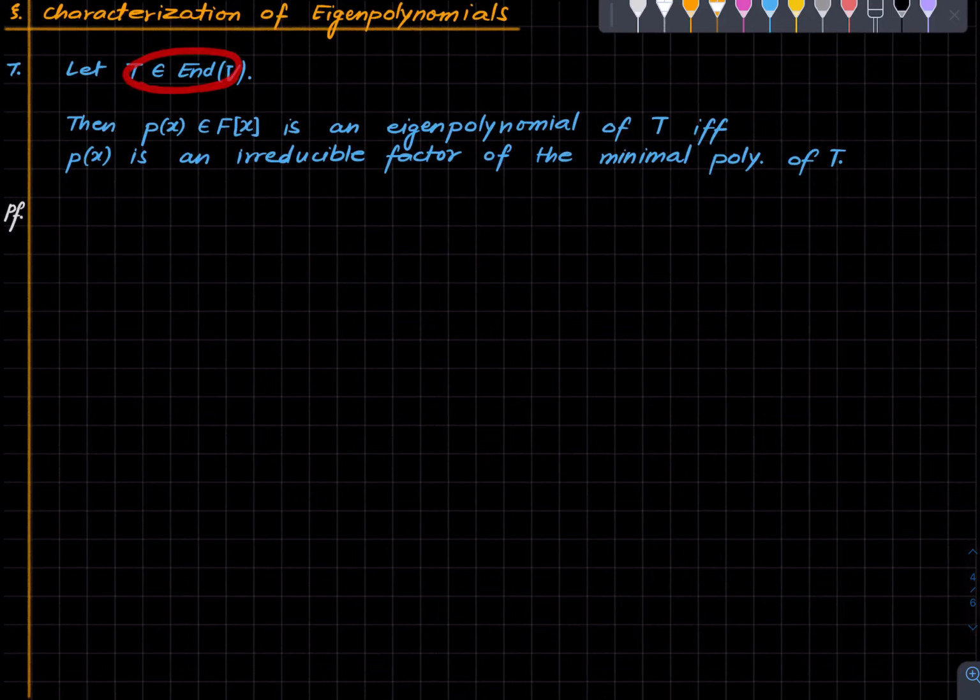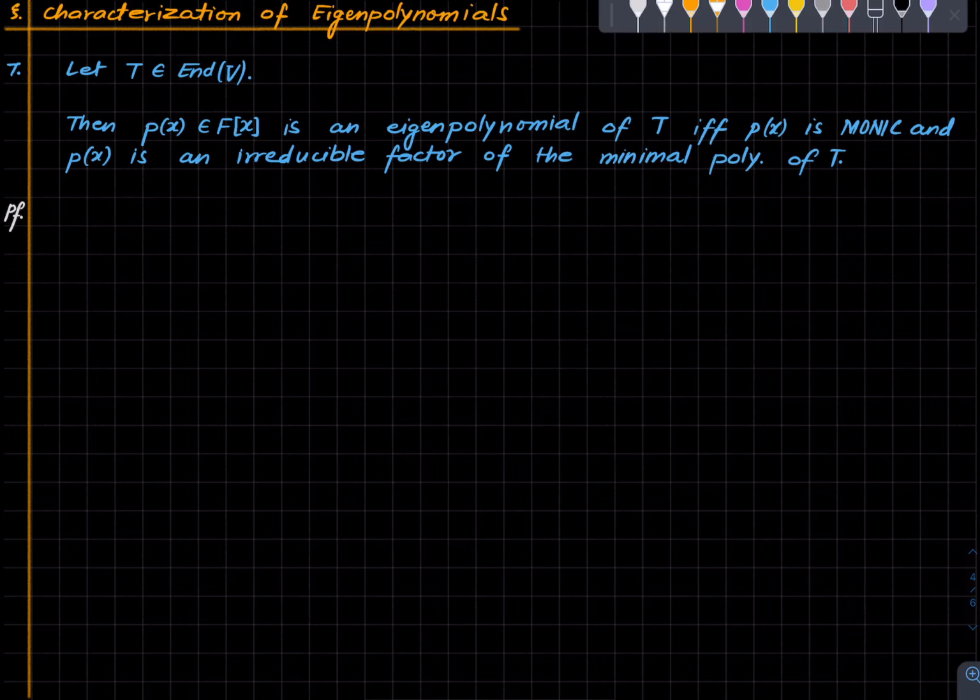Fix an endomorphism T on the vector space. Then p(x) is an eigenpolynomial of T if and only if, so maybe, again, I should say monic, so if and only if it is monic, and p(x) is an irreducible factor of the minimal polynomial of T. Right? So you take the minimal polynomial of T, you find a monic irreducible polynomial, that will be an eigenpolynomial, and every eigenpolynomial occurs this way.